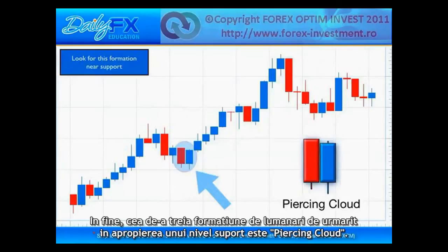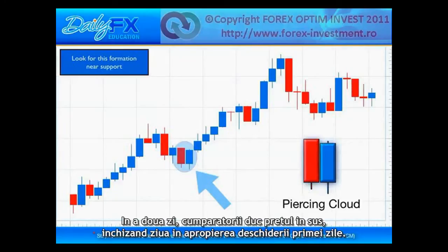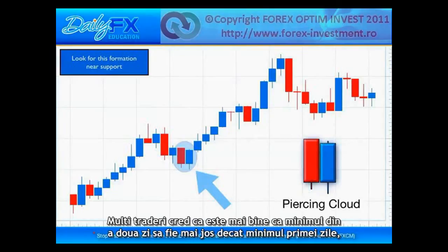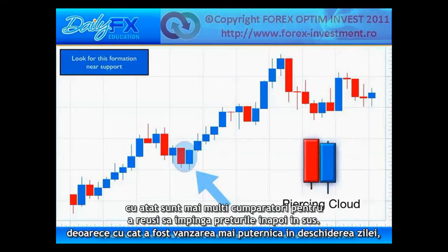And finally, our 3rd candle formation to watch for around support levels is a piercing line. The market continues the downtrend on the first day as candle 1 closes down. By the second day, buyers take the price up so the close is near the open of the first day. Most traders view a lower low on the second day as better, since the stronger the selling after the open, the more buyers were able to push the market back up.